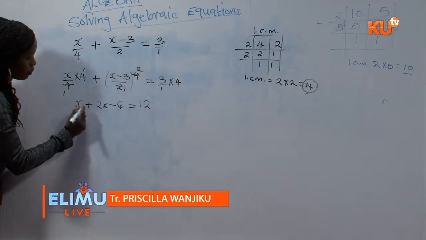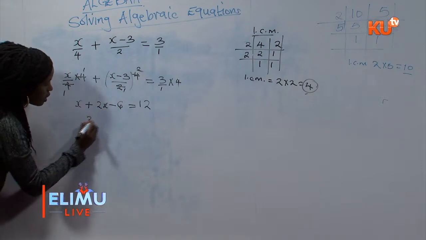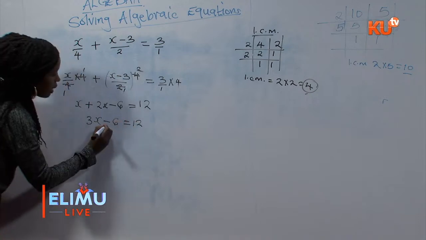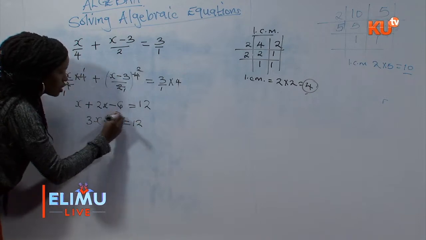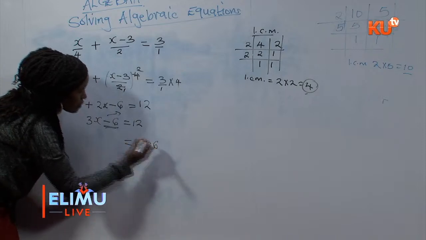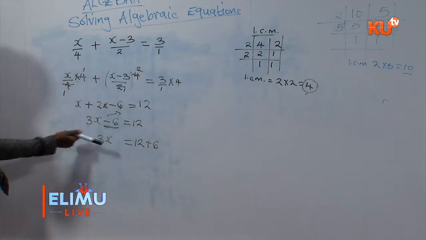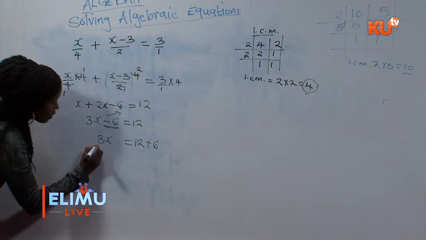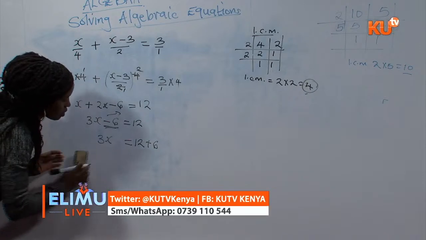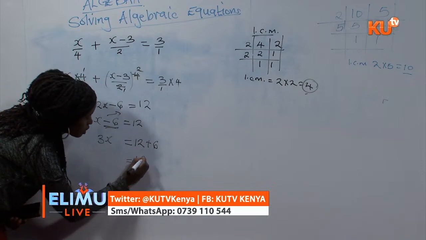From there we can now put the like terms together. x plus 2x, we get 3x minus 6 is equal to 12. I remove this 6 by taking it to the other side. I get 12 plus 6 is equal to 3x. I want to get the value of x. So I divide by 3 on both sides. Before we divide, we add first. 12 plus 6 is 18.